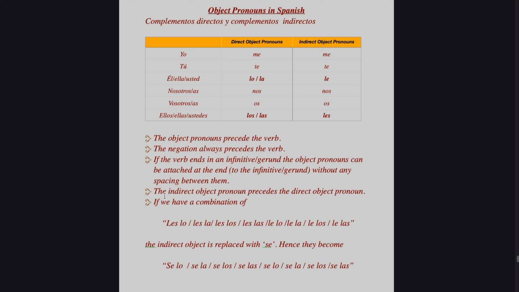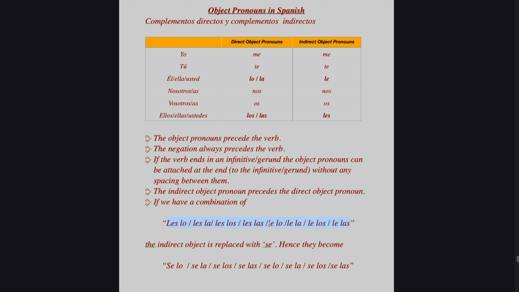And the next rule, which is specific to the indirect object, is the indirect object pronoun precedes the direct object pronoun. When we have these two in the sentence, the indirect object pronoun always comes before the direct object pronoun. And if we do have a negation, first comes the negation, then comes the indirect object, then comes the direct object.